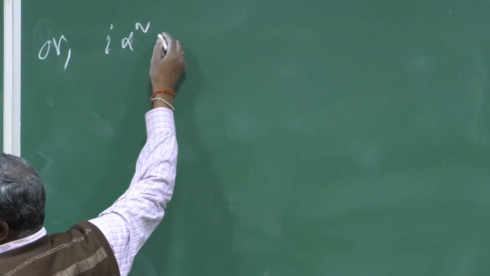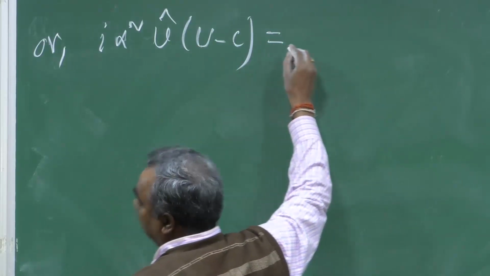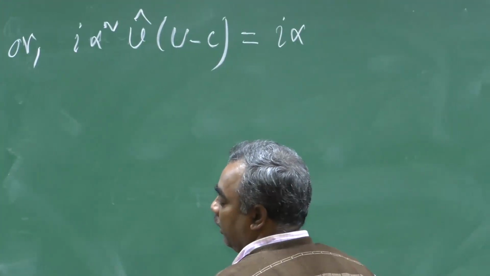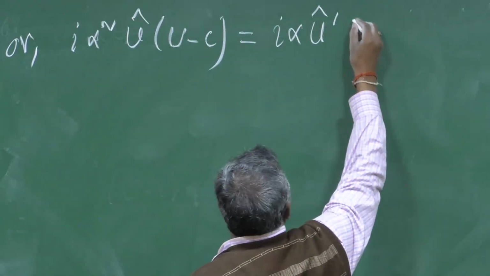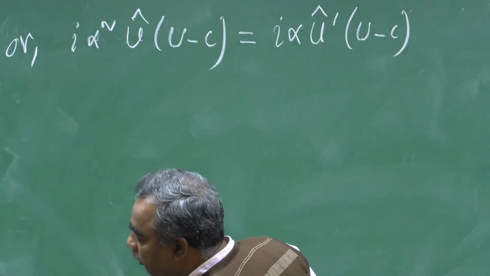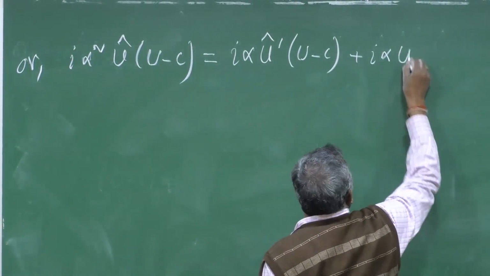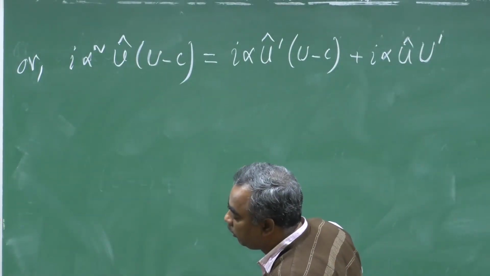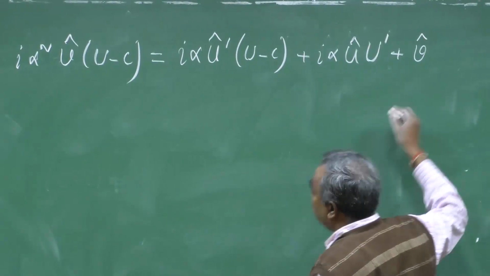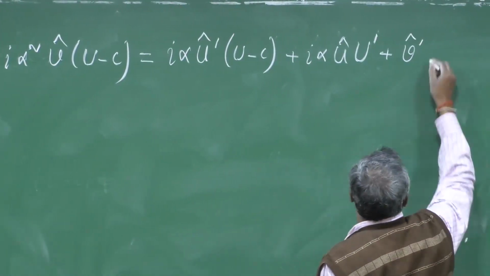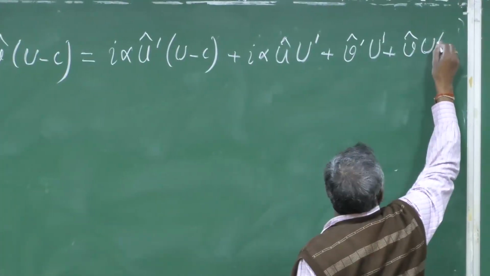So, i squared α squared v hat (u minus c) equals, we can write, iα u hat prime (u minus c) plus iα u hat u prime plus v hat prime u prime plus v hat u double prime.